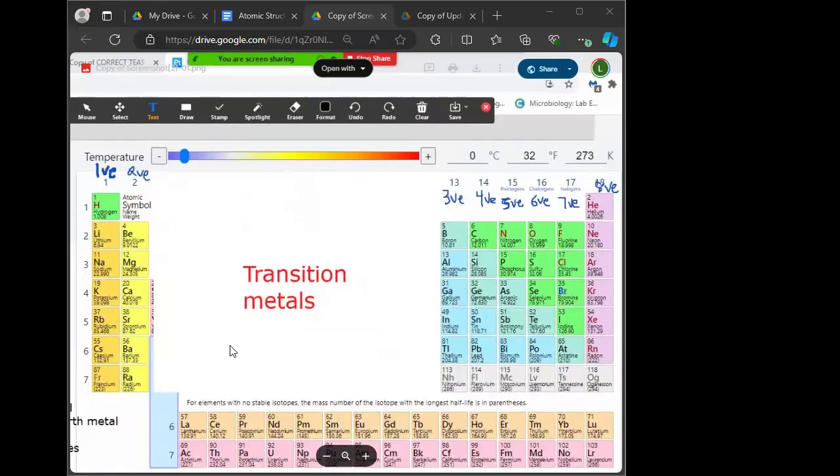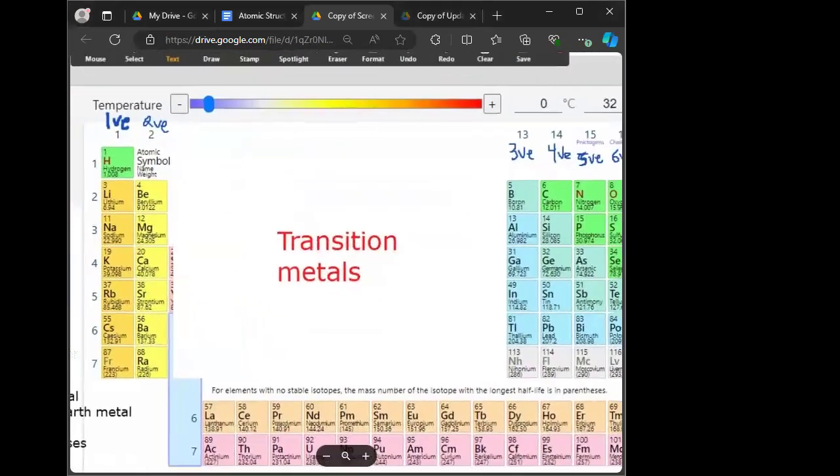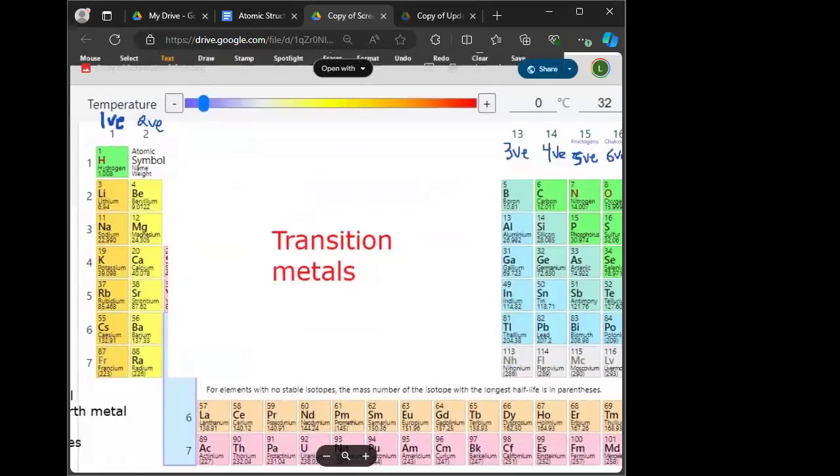Now, the elements in the middle, they are a little bit special because those are transition metals. And transition metals, their number of valence electrons is hard to figure out from the periodic table. So the shortcut does not work for them. So we just skip over them.